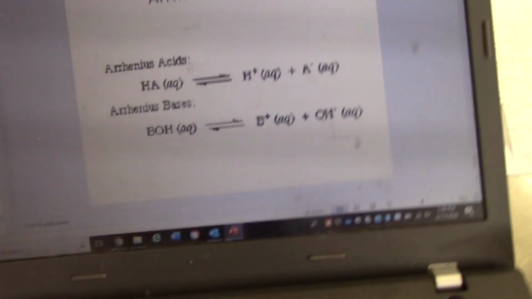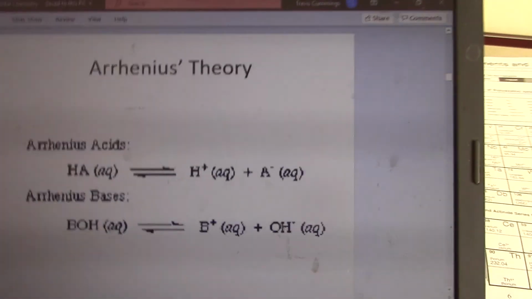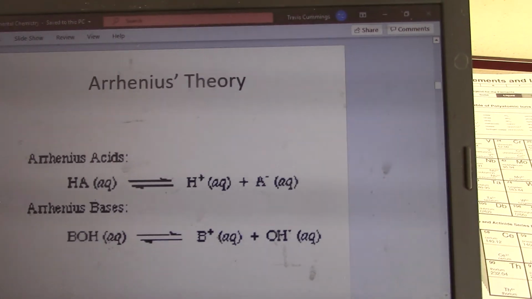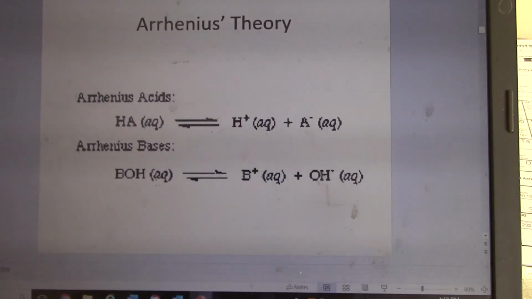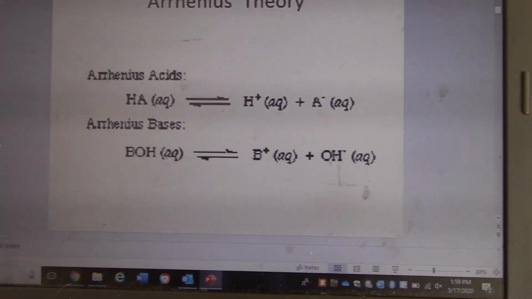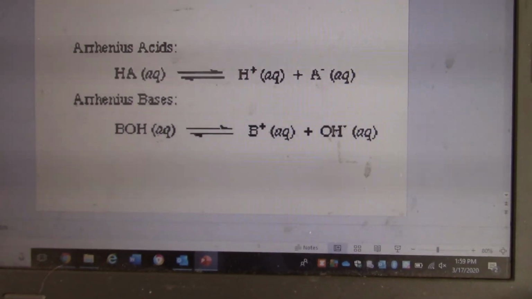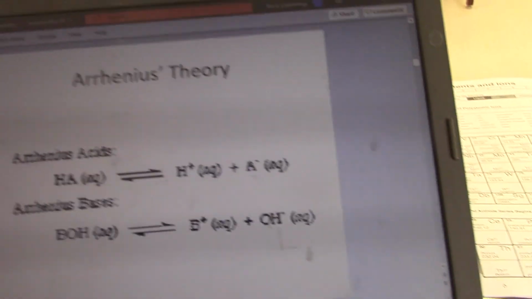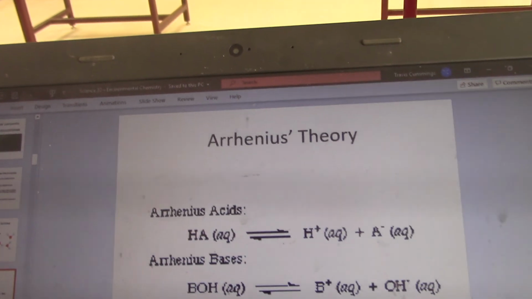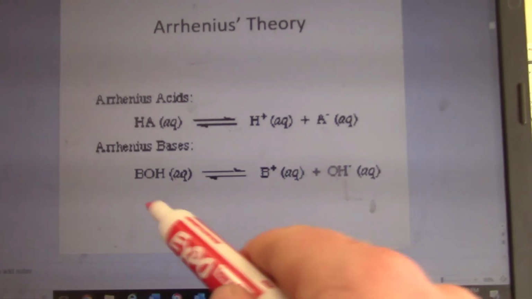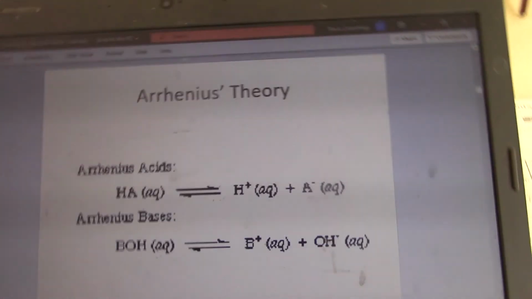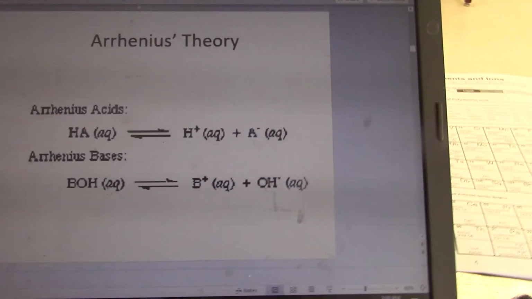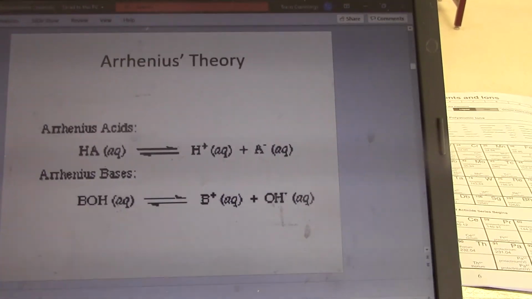So this is the early theory of acid-base theory. Arrhenius thought that any acid, when dissolved in water, would make hydrogen, and the A part would be the conjugate base. And all bases dissolve to make hydroxide and a cation. Now he's not totally wrong, but he's also not totally right. It's not the whole picture.